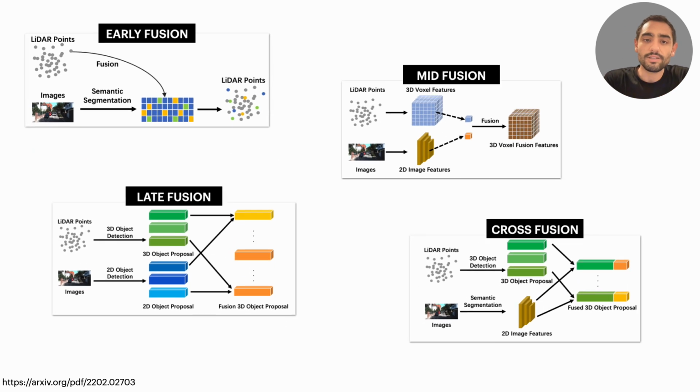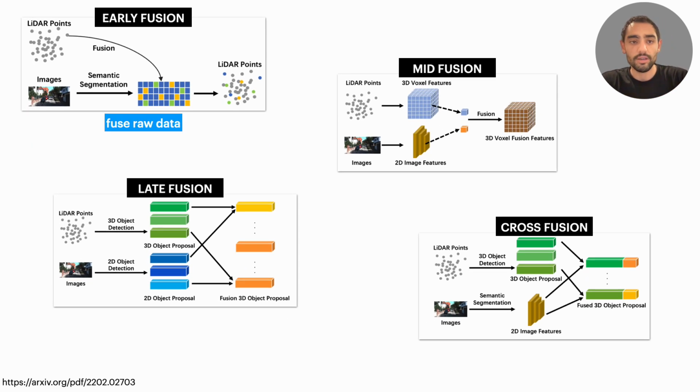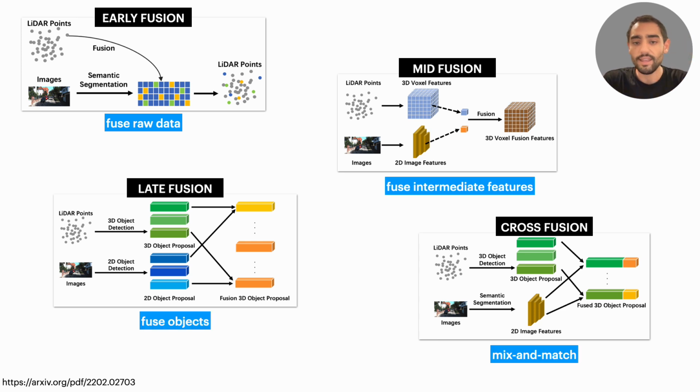Okay, so obviously, when you're going to do fusion, here you're going to fuse raw data, here intermediate features, here some objects, and there you're going to do a mix and match of everything. Mobileye doesn't do that, okay? They don't really use this sensor fusion thing.